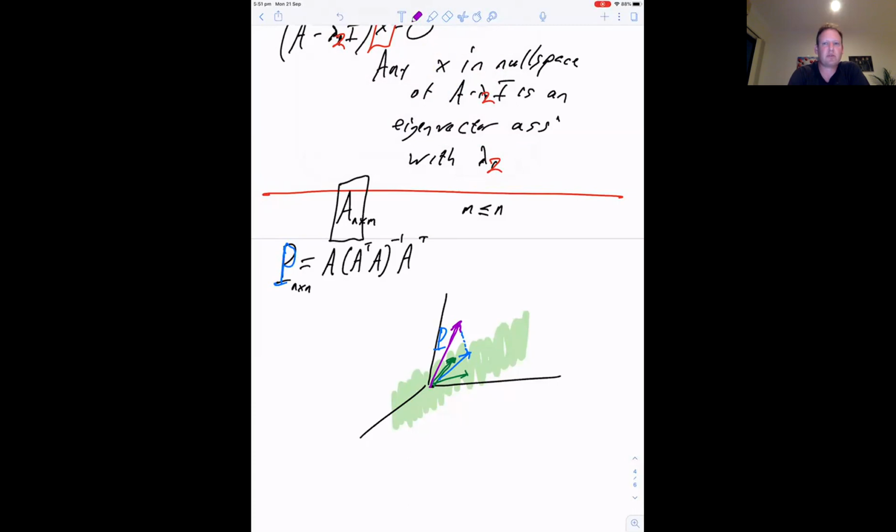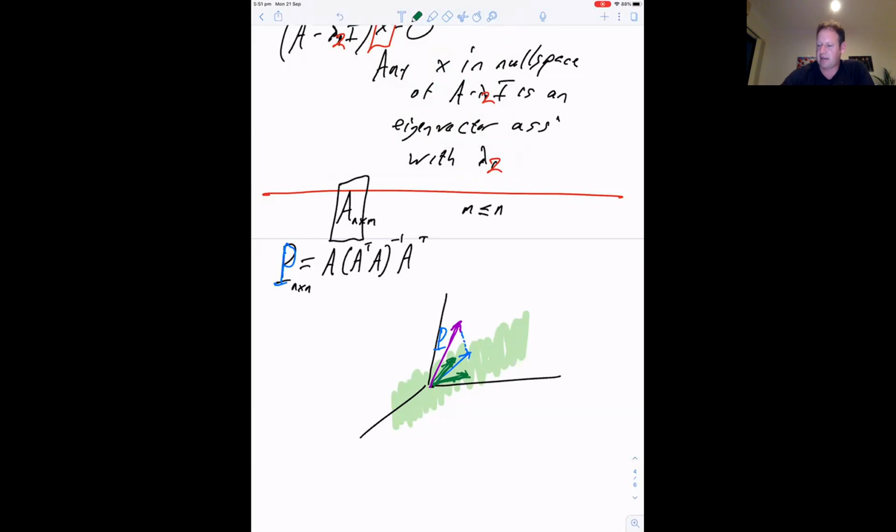No, it cannot, because it's going to change direction. But how about this guy here? Can this guy be an eigenvector? Yes. So the eigenvectors are actually the columns of A.